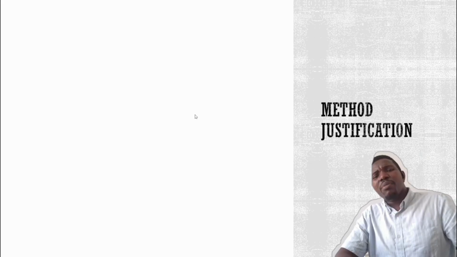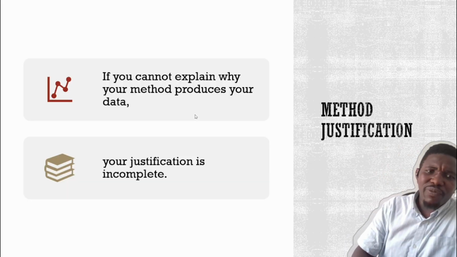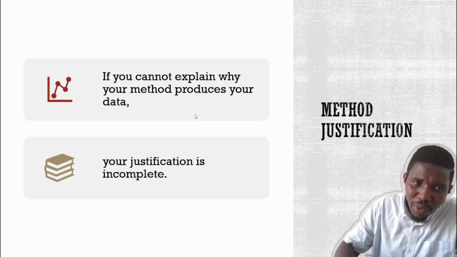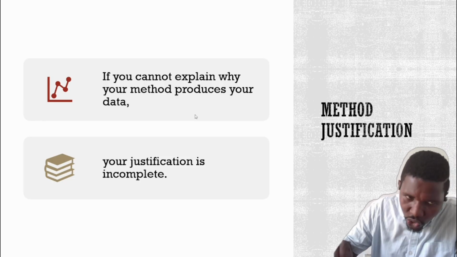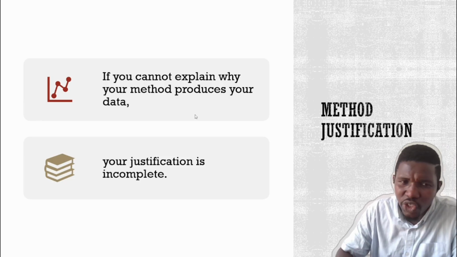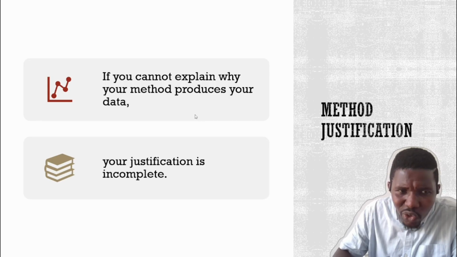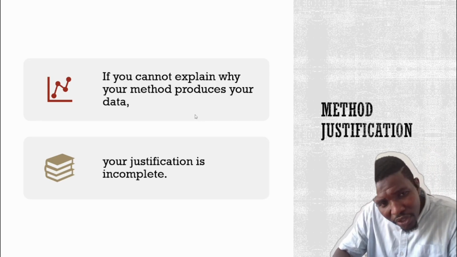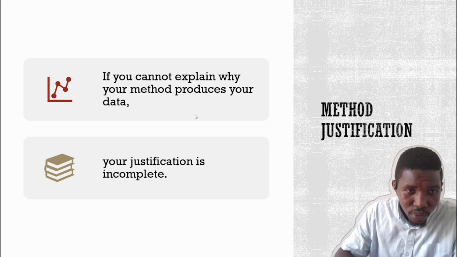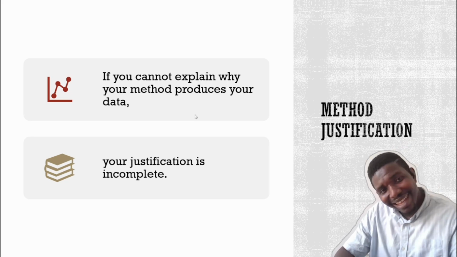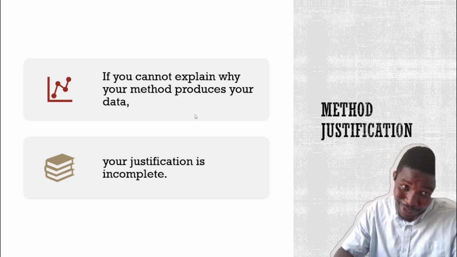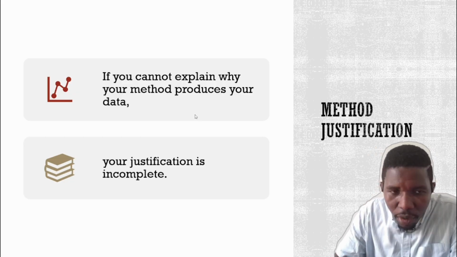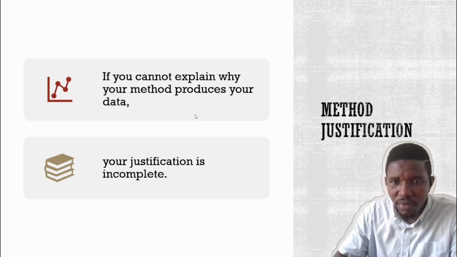Okay, so now let's talk about method justification. How do you justify? If you cannot explain why your method produces your data, your justification is incomplete. You should be able to give a why for why your method produces your data, and how your method produces your data, and also how the data was gotten through the method. The justification is incomplete if you are unable to do this.